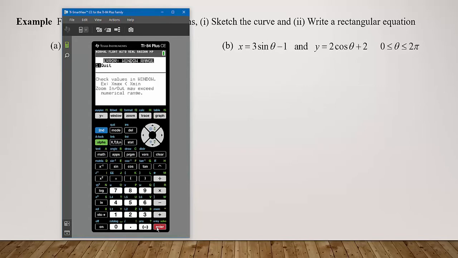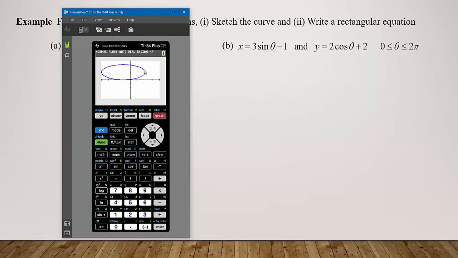Oh, wait, I have an error. What did I do? Oh, yeah, look at that. I got ahead of myself. The x scale is 1. My y min is -5. My y max is 5. Calculator didn't like that. Neither would I. So here comes the graph.